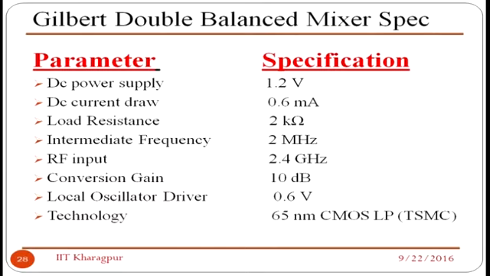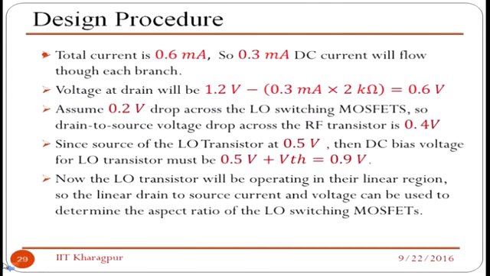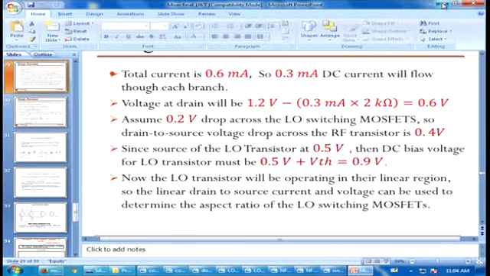Good. And conversion gain is moderate, 10 dB. Local oscillator drive is 0.6. What is the local oscillator swing there? I am taking the RF swing. LO swing is 600 millivolt peak to peak, going to the 65 nanometer node. Please take note. I will take questions after this because you learn the design.